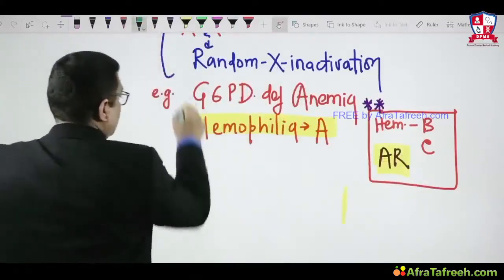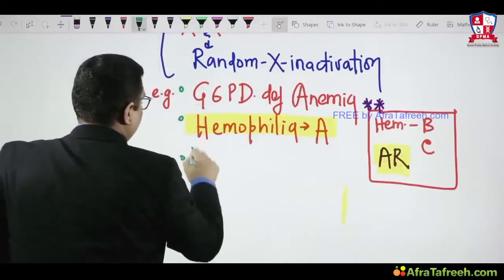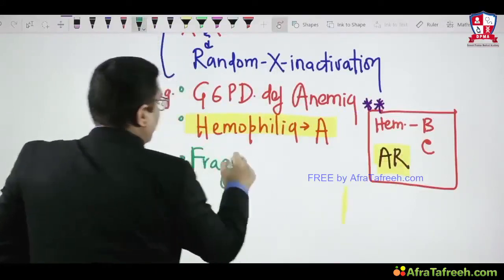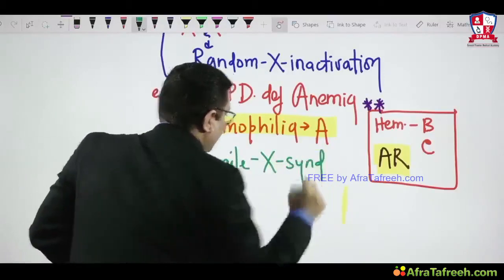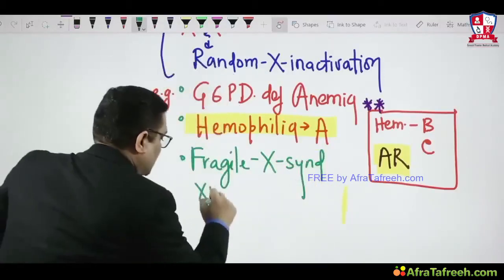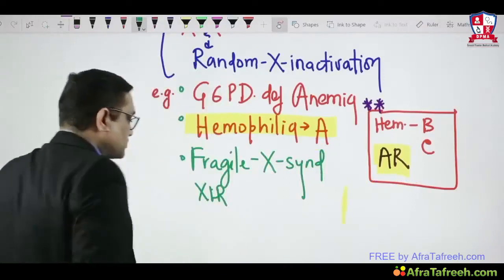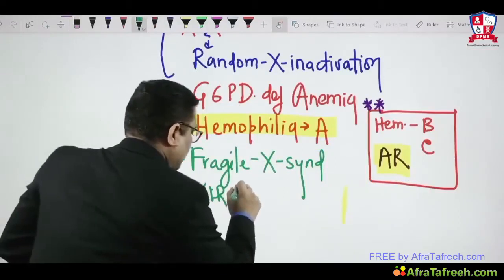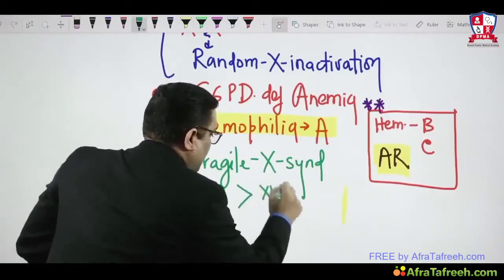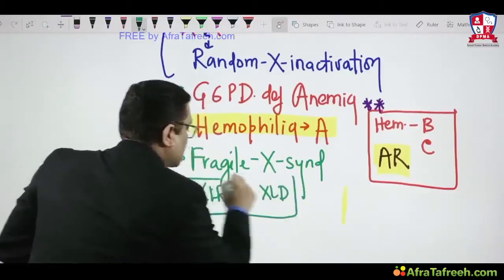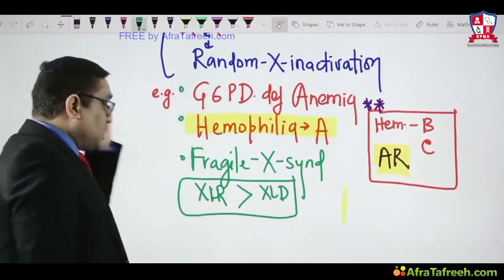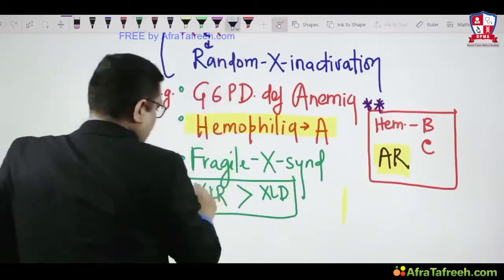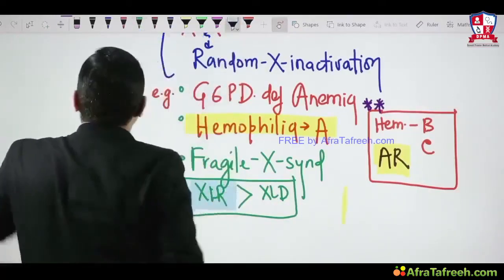Another important question which the examiner asked in the All India exam was fragile X syndrome. Fragile X syndrome is also one example of X-linked recessive disorder. Actually, it can be both X-linked recessive and dominant, but when the examiner asks you to choose a single best option, your answer should be X-linked recessive as the most common pattern of inheritance in fragile X syndrome.